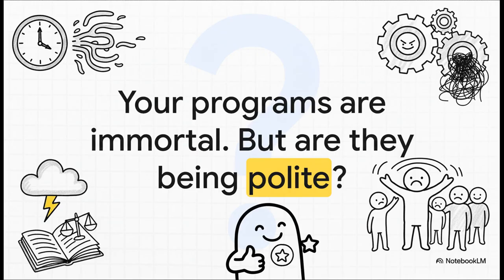But with great power comes great responsibility. What happens when your immortal process starts hogging all the system's resources? What happens when it stops being polite to all the other programs trying to run? Well, that's a story for our next explainer, when we talk all about getting nice.